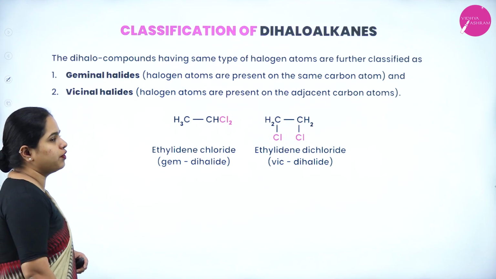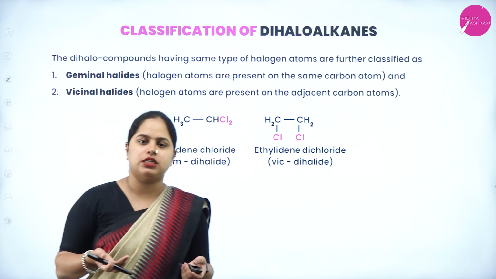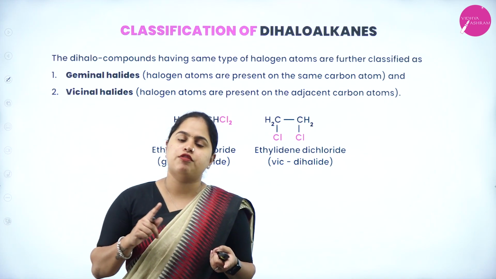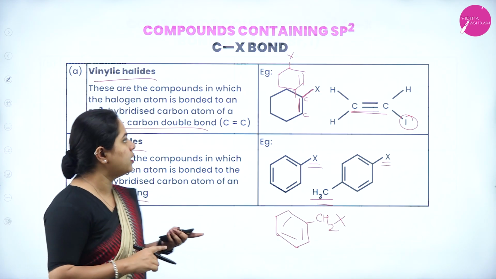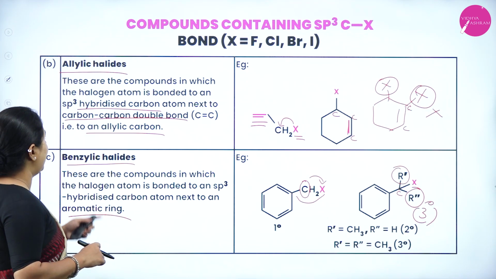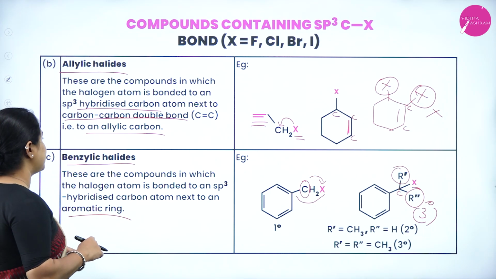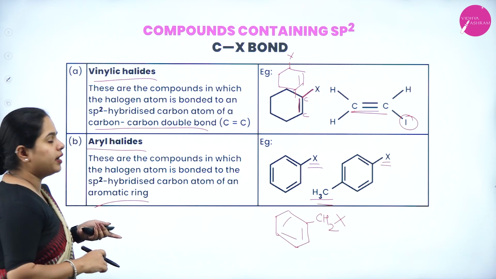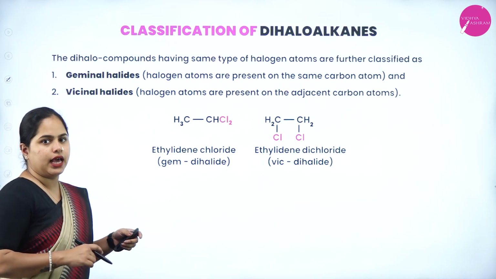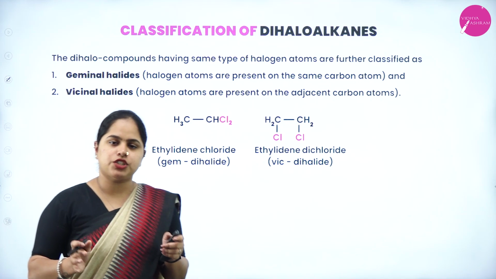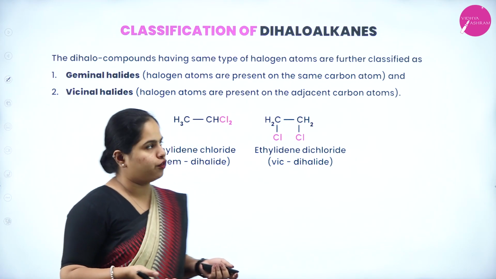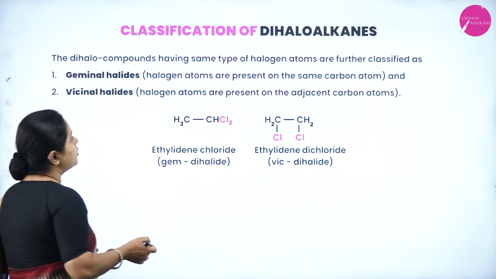So I hope the classification based on the hybridization is also clear for you. So if the carbon is sp3 hybridized, there are 3 types, that is alkyl halides, allylic halides and benzylic halides, and for sp2 hybridized carbon, there are vinyl halides and aryl halides. So I hope the classification is clear and the differences are also clear for you. Right, now the classification of dihaloalkanes.